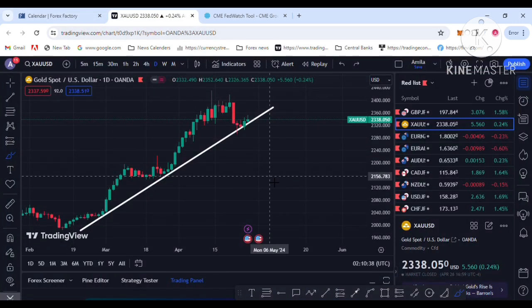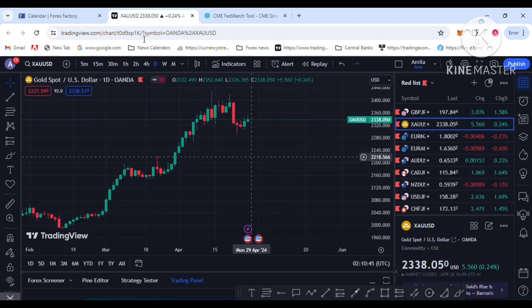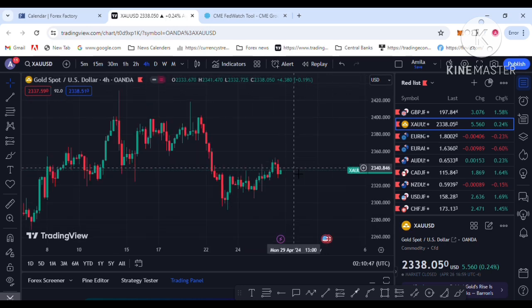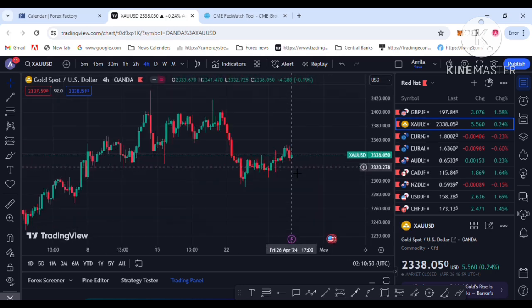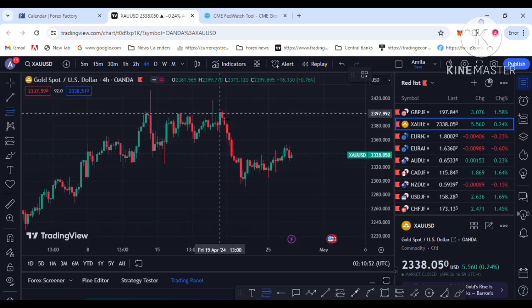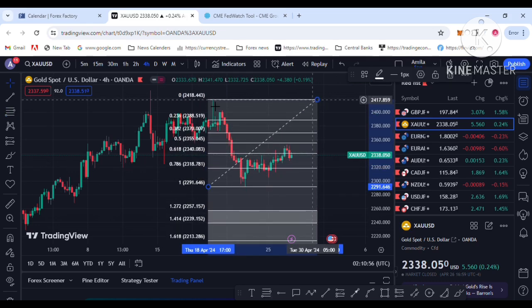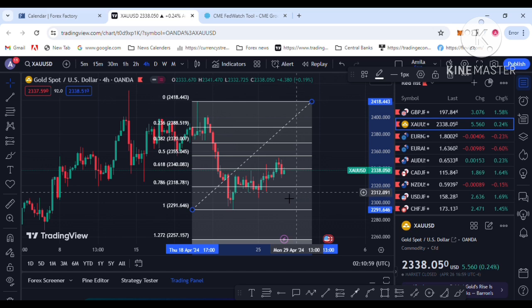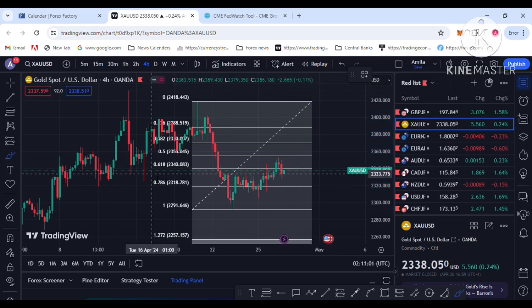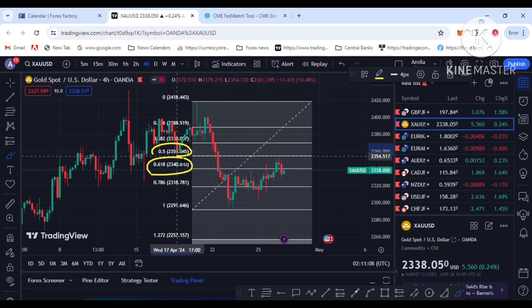So let's see what the technical picture is saying, whether gold is going to the upside or downside. I am going to the 4 hour chart. This is the 4 hour chart. I am using Fibonacci on last week's movement, where price dropped to the downside, from high to low. I am seeing 0.618, the golden zone where price reacted, and the 0.5 level is there.